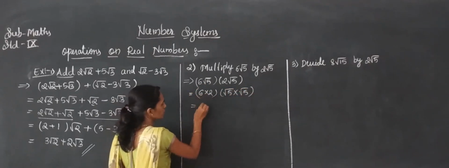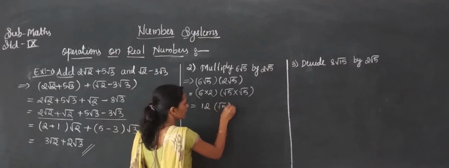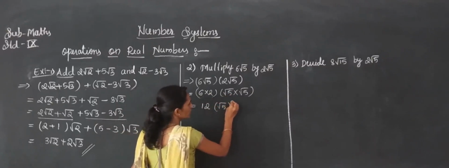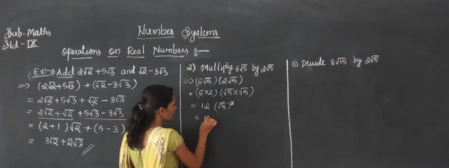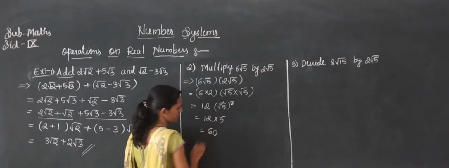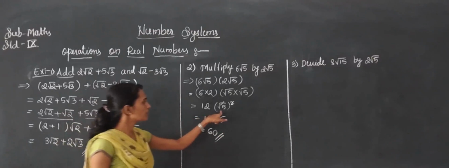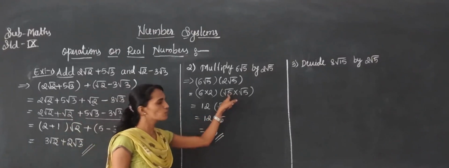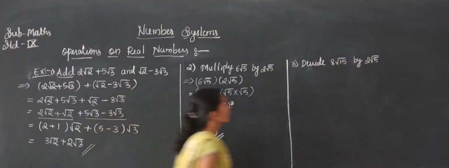So 6 2s are 12. Root 5 into root 5 will become root 5 squared. So root 5 squared will be cancelled, and 12 remains with 5. So 12 5s are 60. This is the product of that one. Otherwise, you can take root 5 squared: two root 5s are there, so automatically it will become 5. So next one, divide.